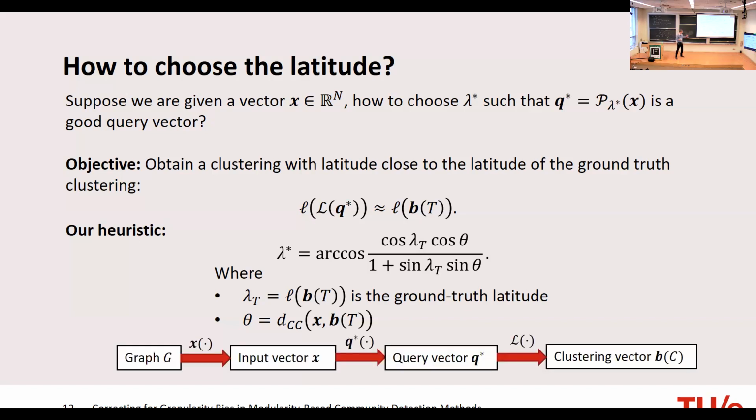So the pipeline changes slightly. We have a graph over here, and then we have some way to turn that into a vector. That could be the edge vector or wedge vector. And then we apply our heuristic to get a query vector. And then we put that into the Louvain algorithm to get a clustering vector that is supposed to be of the correct granularity.